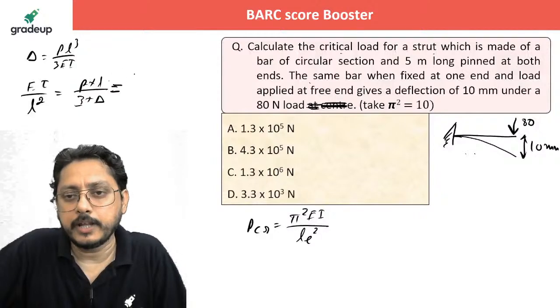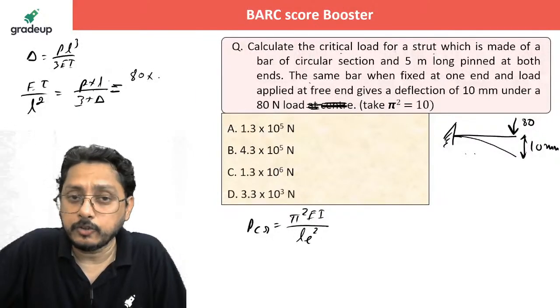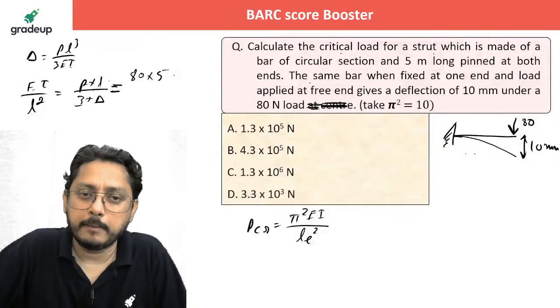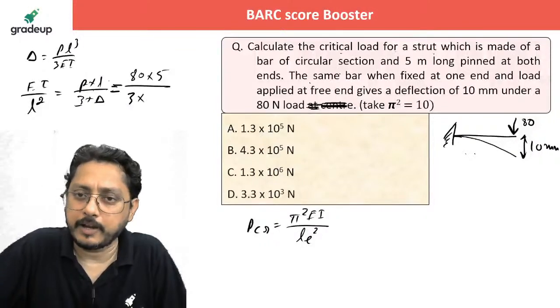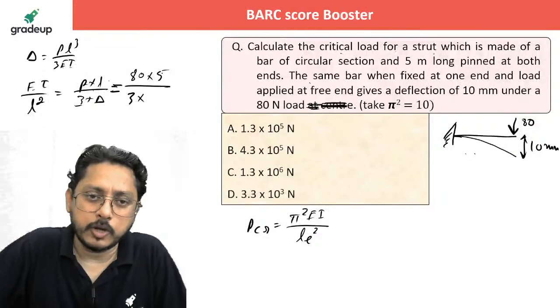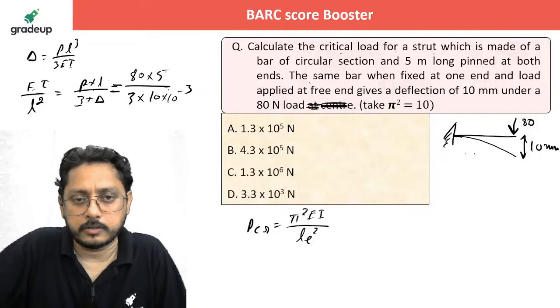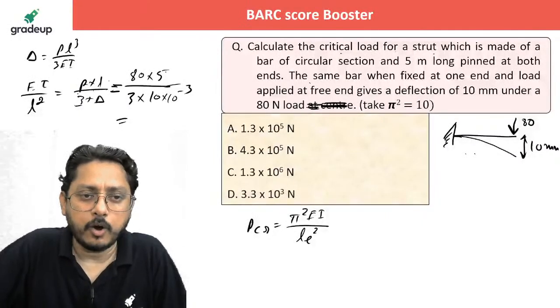Now, that P is already given, that is 80 Newton, and the length of the column is given as 5 meter. Maybe you can keep that 5 meter as it is. Then 3 into, what is the delta value? The delta is 10 mm. If you are keeping it in meter, the delta also must be changed. Change it to meter. Now finally, how much are you going to get?